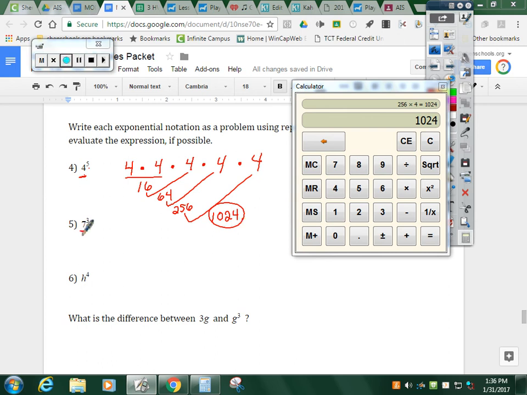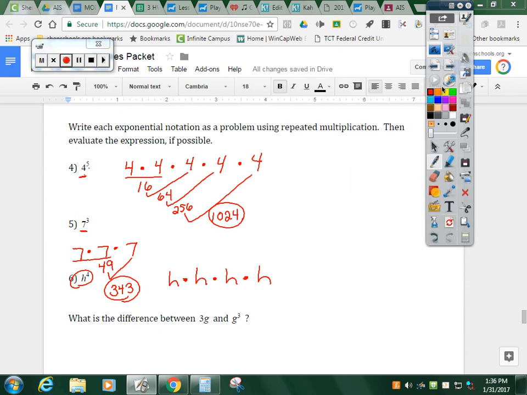Now this 7 is being repeated 3 times. Exponents are repeated multiplication. 7 times 7 is 49. 49 times 7 I think is 343. But let's check. It is. The better you get at these, the more you do them, some are just going to start to come to your head, okay? H to the 4th power. This means I have 4 H's. And exponents are repeated multiplication, okay? And we can't evaluate this expression because we don't know the value of H. It doesn't tell us, okay?